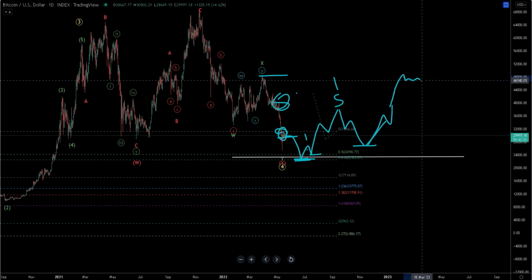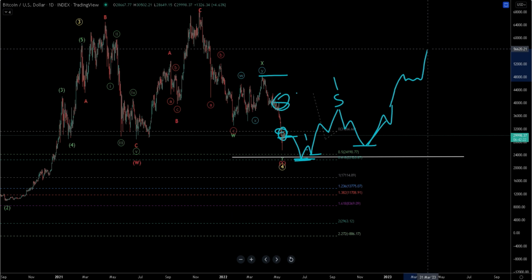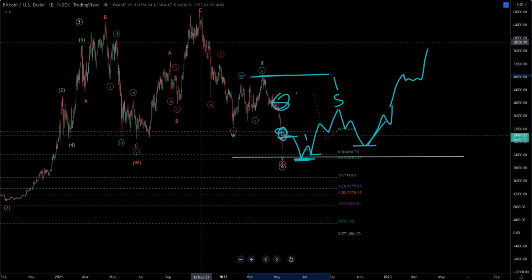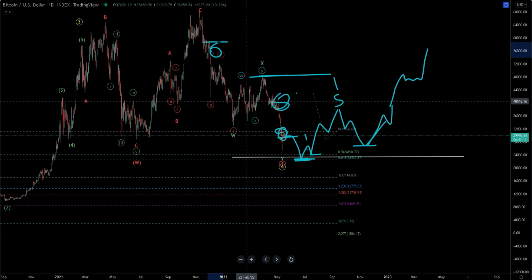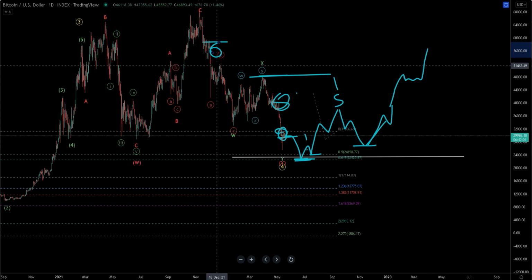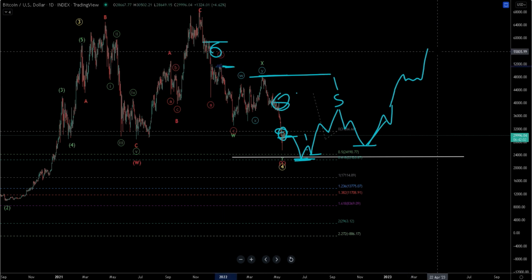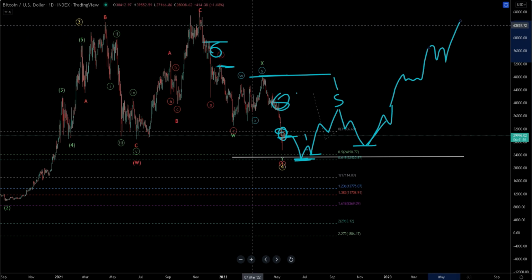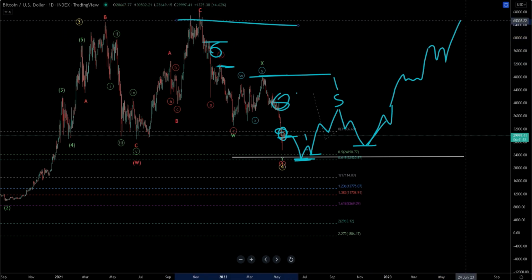You're going to come up, and you're 5 of your 3, and you're going to take out this high, and you're going to get rejection here in this range. All these ranges are going to act as support and resistance. And your 4, check out this range right here. Your 4, you're going to come back, find support on it, and come up for your 5, which will get rejected in this range.